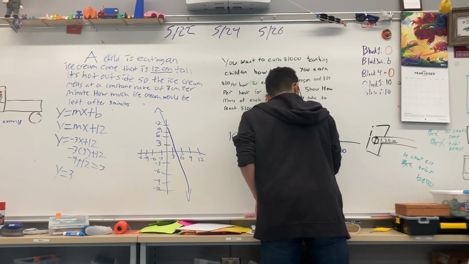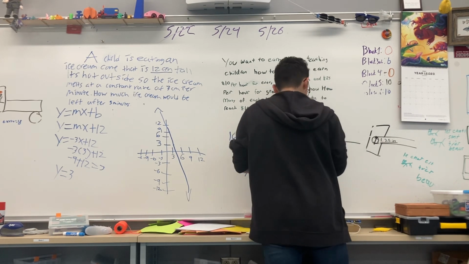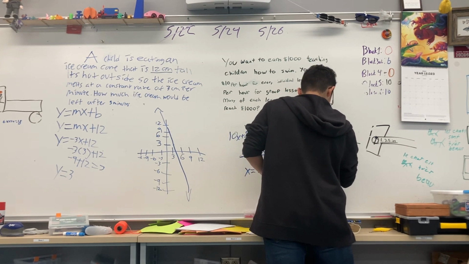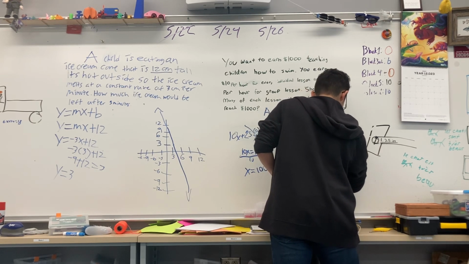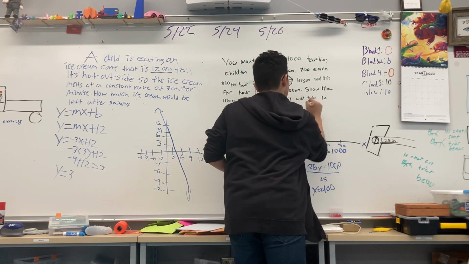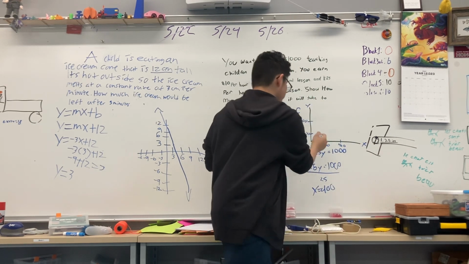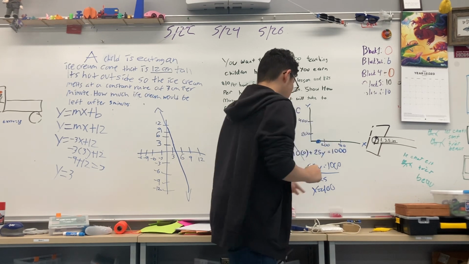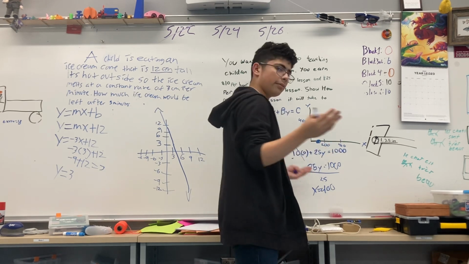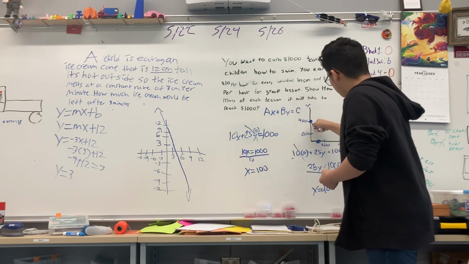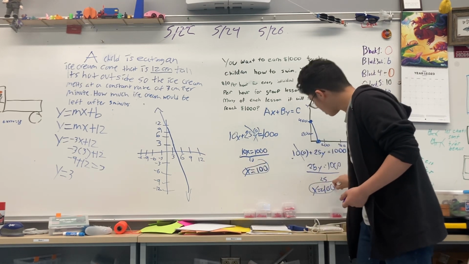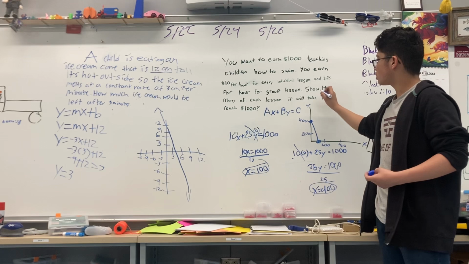Since y is 400, I'll have to make the scale go by 200s. This will be 200, 400. Now because this is the x and this is the y, x is 100 right here, and y is 400 right here. And there we have the 2 points. And these will be our numbers to reach 1000.